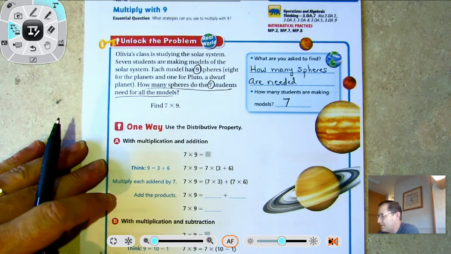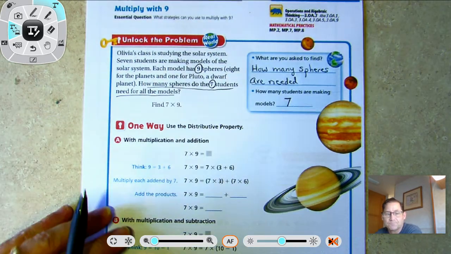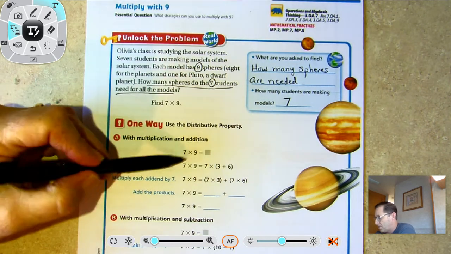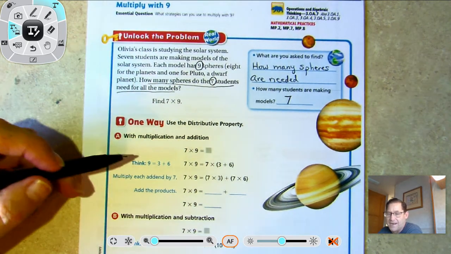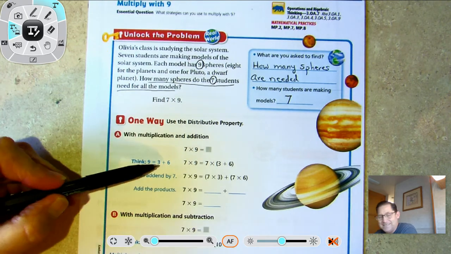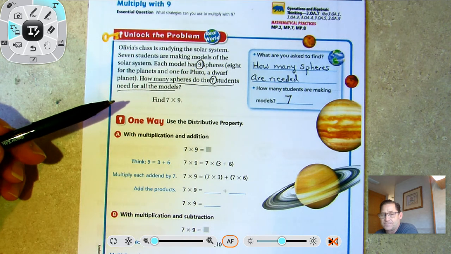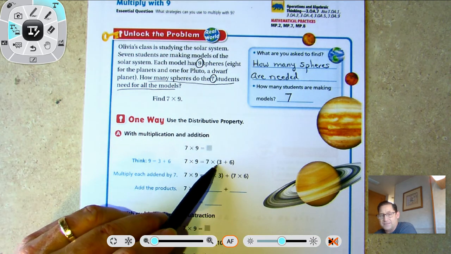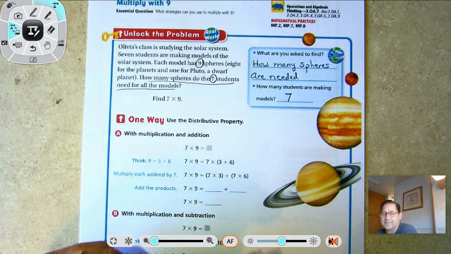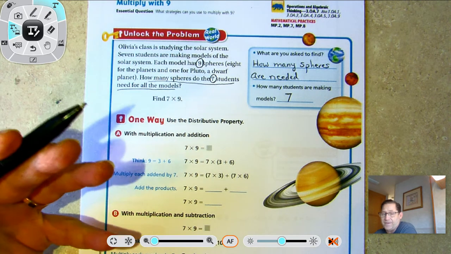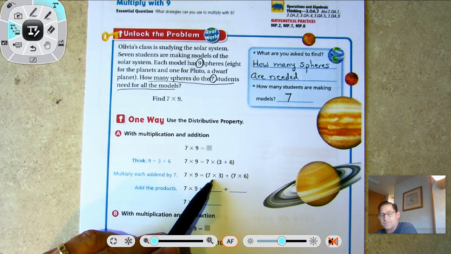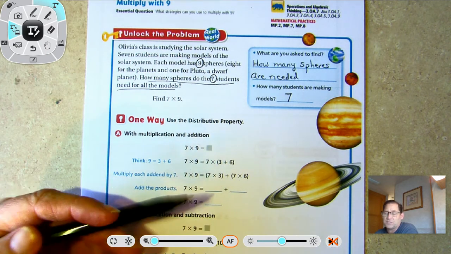So one way we can solve 7 times 9, if we're not just going to memorize it, is to use the distributive property. And we can write multiplication and addition for 7 times 9. What we're going to do is break 9 up into 2 smaller factors. So 9 is the same as saying 3 plus 6. So instead of going 7 times 9, I could say 7 times the sum of 3 and 6 is the same thing. Okay, and then it would become 7 times 3 plus 7 times 6. So we've made smaller problems.